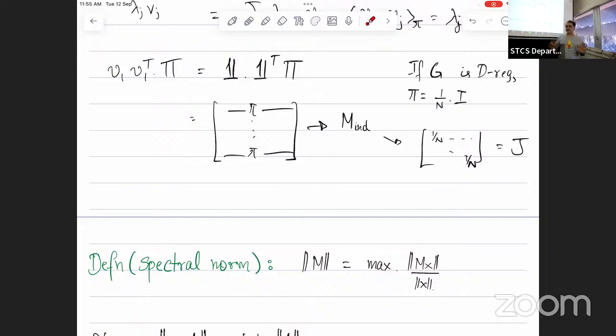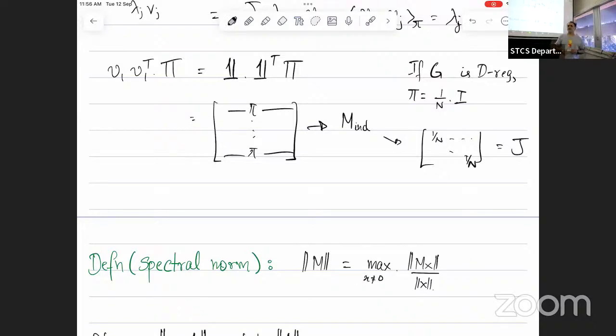That's what the spectral norm is. This is a norm you can define for any matrix. This matrix doesn't need to have eigenvalues or eigenvectors or anything. This is something that you can just define for any matrix. Max over x not equal to 0.